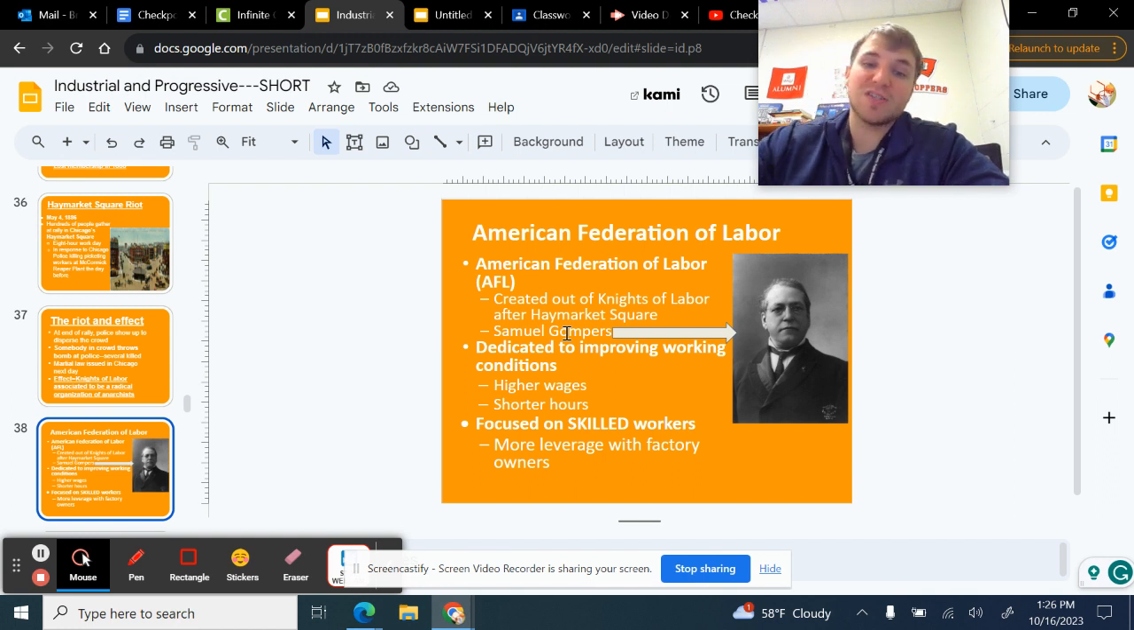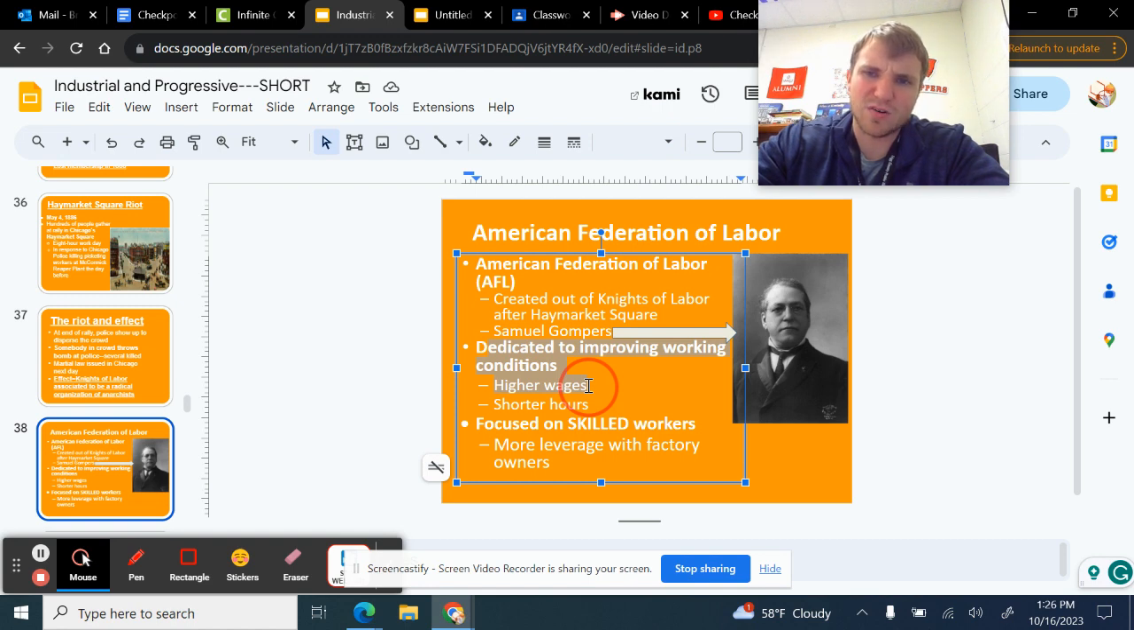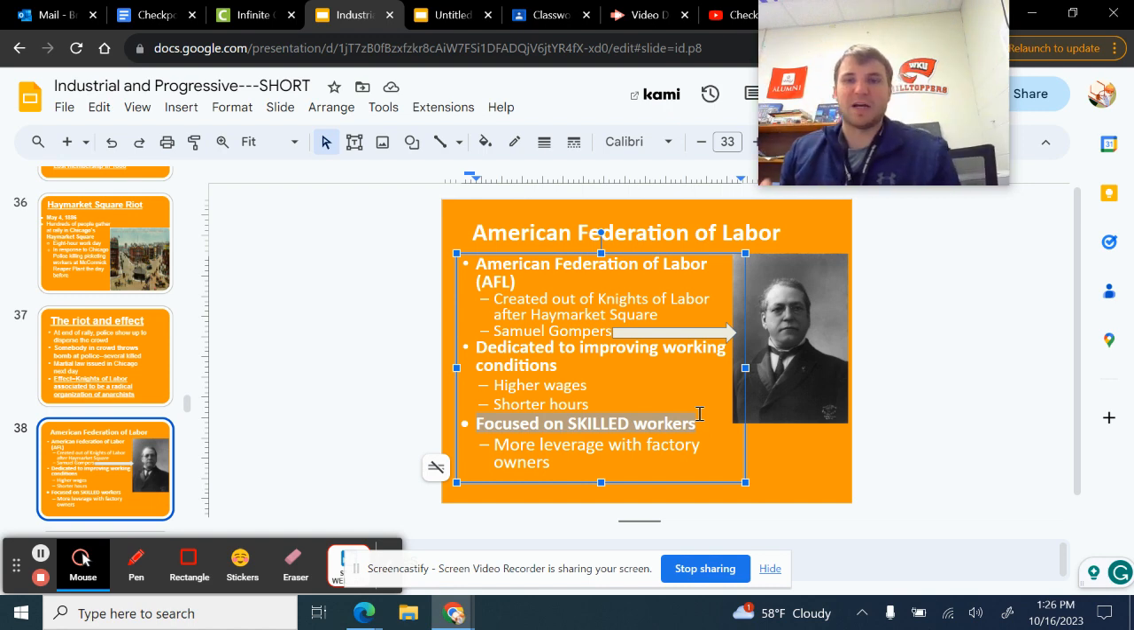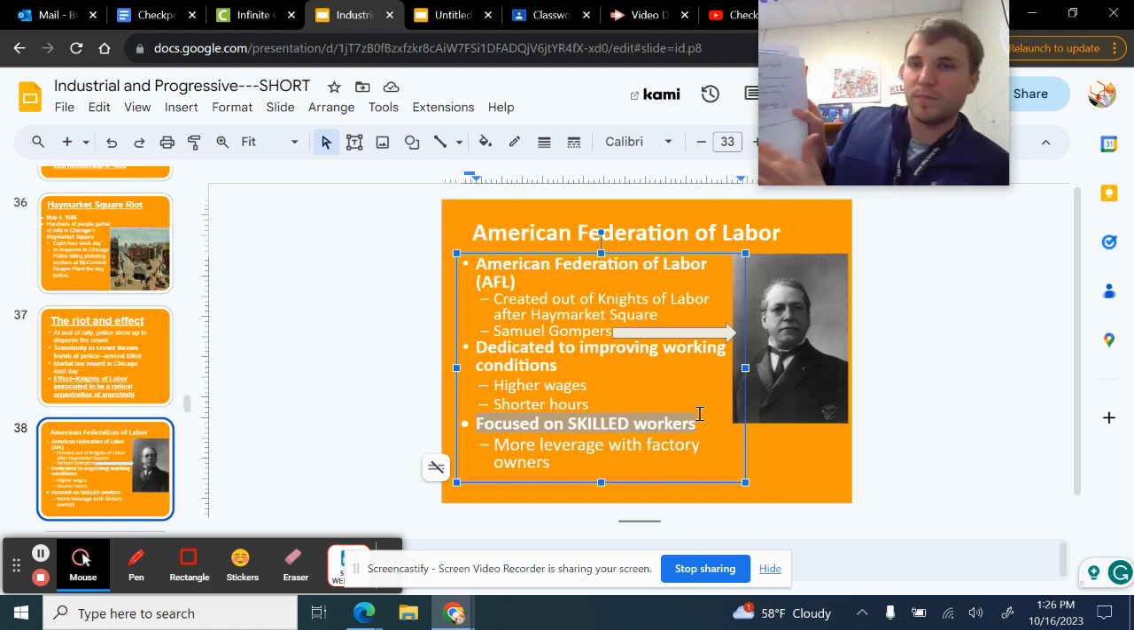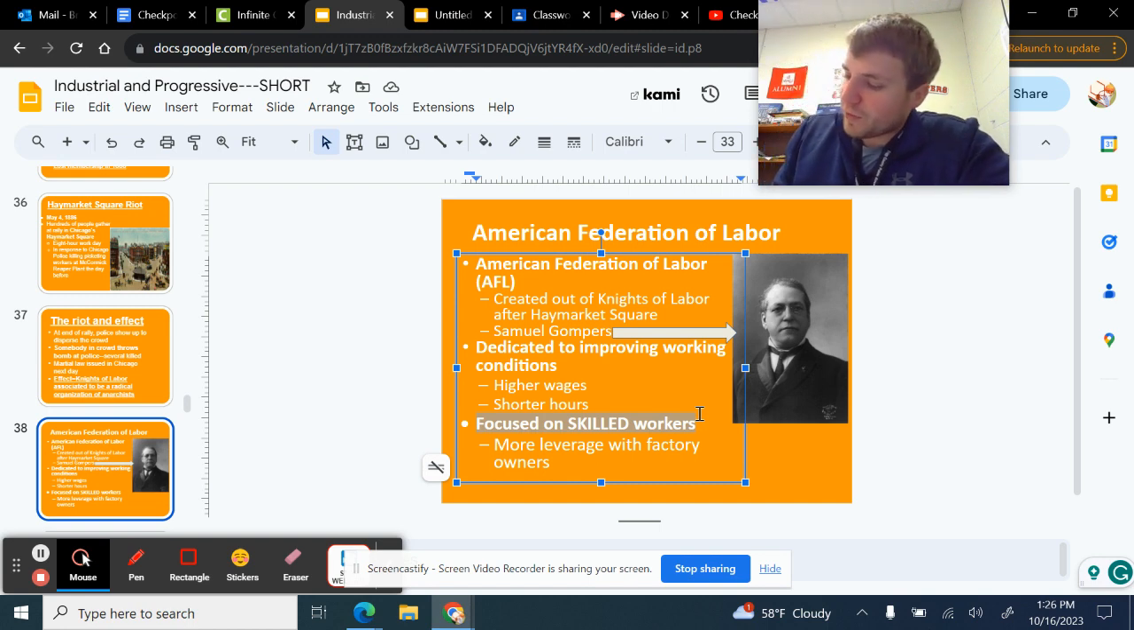But here's the difference between the AFL and the Knights of Labor, because this part sounds very similar to the Knights, right? The Knights of Labor wanted to improve working conditions. The AFL did not accept every type of worker. So you remember how the Knights of Labor, everybody being the Knights? No. The AFL focused on skilled workers. And here's your blank: more leverage. So focus on skilled workers. More leverage with factory owners for money, because they were not as easily replaced.